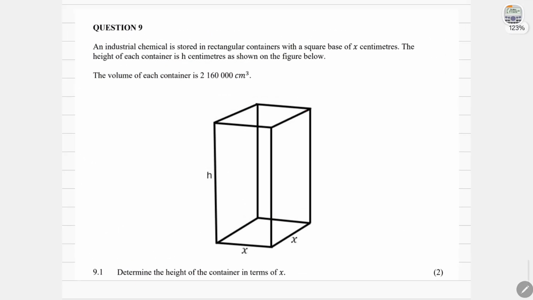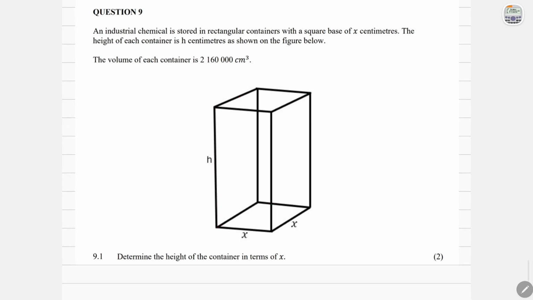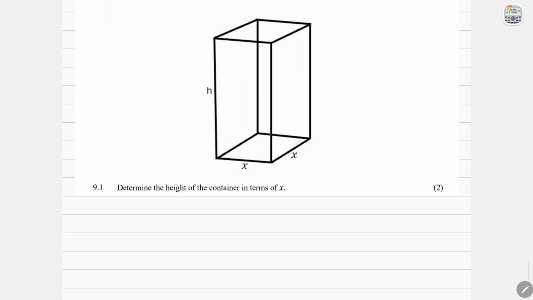Question 9 says, an industrial chemical is stored in rectangular containers with a square base. Okay, so this is one model of the container. The square base has x centimeters as the side and the other side of the base. The height of each container is h centimeters as shown on the figure below. The volume of each container is 2,160,000 centimeters cubed. And 9.1 says, determine the height of the containers in terms of x.